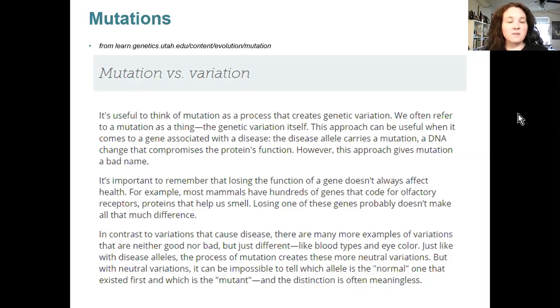In contrast to variations that cause disease, there are many more examples of variations that are neither good nor bad, but just different, like blood types and eye color. Just like with disease alleles, the process of mutation creates these more neutral versions. But with neutral variations, it can be impossible to tell which allele is the normal one that existed first and which is the mutant, and the distinction is often meaningless.